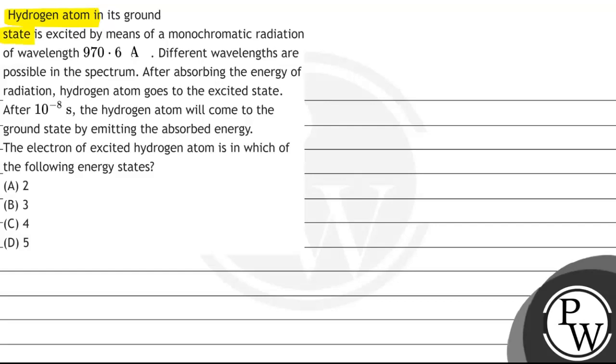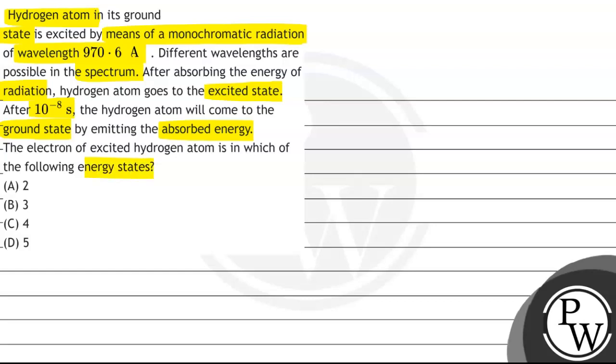Hydrogen atom in its ground state is excited by means of monochromatic radiation of wavelength 970.6 angstrom. Different wavelengths are possible in the spectrum, and after absorbing the energy of radiation, hydrogen atom goes to the excited state. And after 10 raised to the power minus 8 seconds, the hydrogen atom will come to the ground state by emitting the absorbed energy. The electron of excited state hydrogen atom is in which of the following energy states?